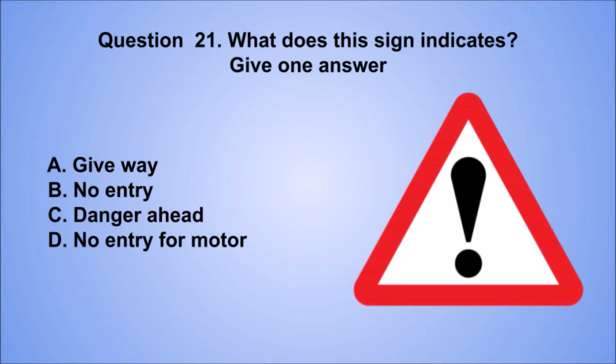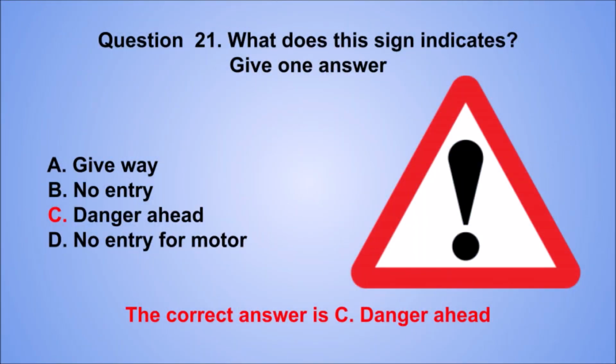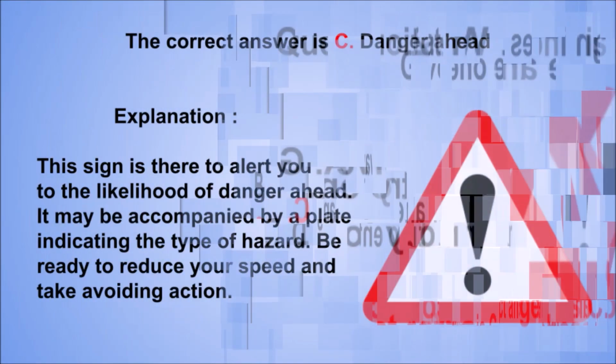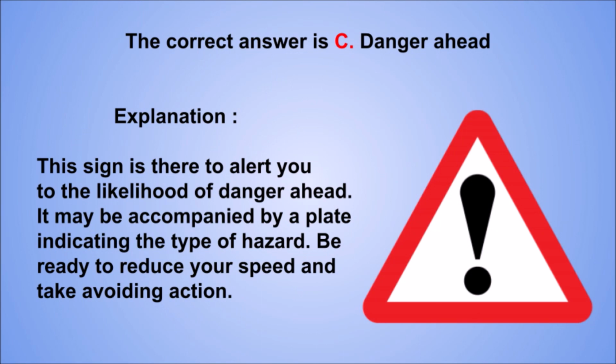Question 21. What does this sign indicate? Give one answer. A. Give way. B. No entry. C. Danger ahead. D. No entry for motor vehicles. The correct answer is C. Danger ahead. Explanation. This sign is there to alert you to the likelihood of danger ahead. It may be accompanied by a plate indicating the type of hazard. Be ready to reduce your speed and take avoiding action.